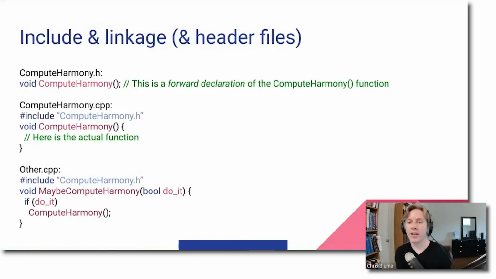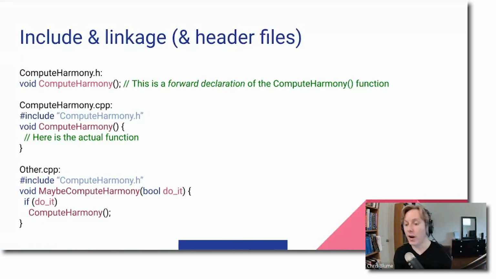So here's an example of that. At the top we have computeharmony.h, our header file, and we're going to make a forward declaration that there's going to be a function named computeharmony. It takes no parameters and it returns a void. Then in computeharmony.cpp, we include our computeharmony.h, and we actually implement that exact same function. The reason you include it is to sort of provide yourself a layer of protection: does my function match the declaration that I said I will be exporting?